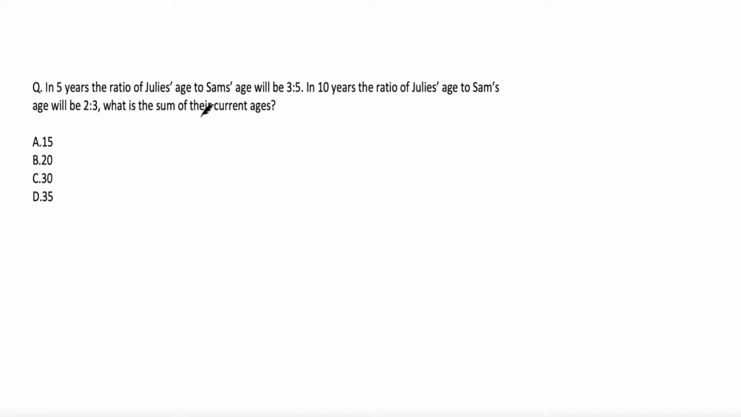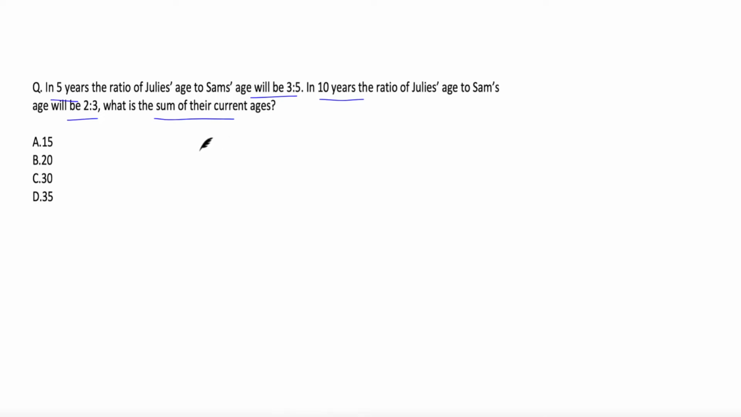Let's have a look at this question. In 5 years, the ratio of Julie's age to Sam's age will be 3:5. In 10 years, the ratio of Julie's age to Sam's age will be 2:3. What is the sum of their current ages? It's an interesting question. We are not given any actual numbers, we might get stuck. That is why I'll try to convert these ratios into numbers.